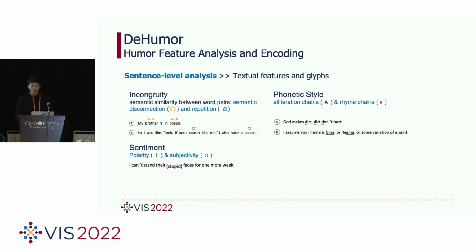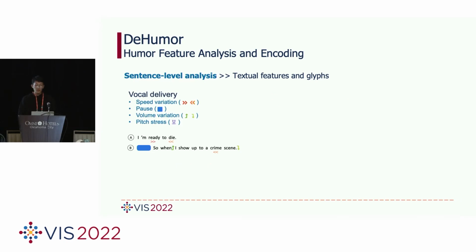At the sentence level, we compute textual features including incongruity, sentiment, and phonic styles. The semantic incongruity can be modeled by repetition and disconnection based on the semantic similarity between word pairs. The words that express strong polarity and subjectivity will be highlighted to indicate sentiment, and we extract alliteration and rhyme chains to represent phonic styles. Besides, we extract and encode the following 4 representative audio features that reveal the speaker's vocal delivery style, including speed variation, pause, volume variation, and pitch stress, and we highlight the corresponding words with inline annotations.